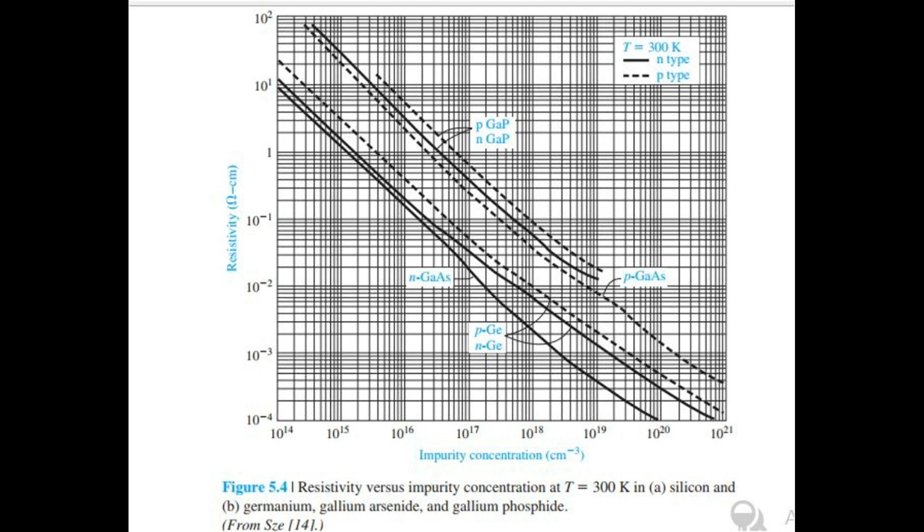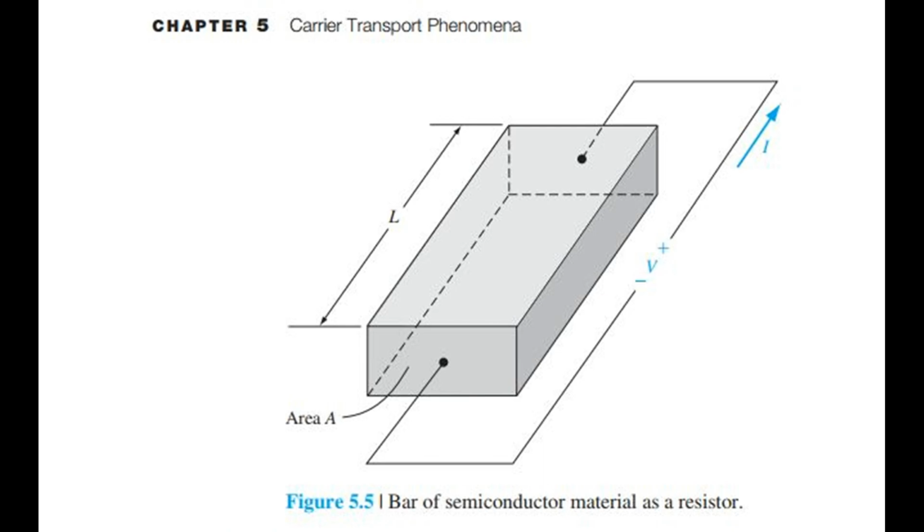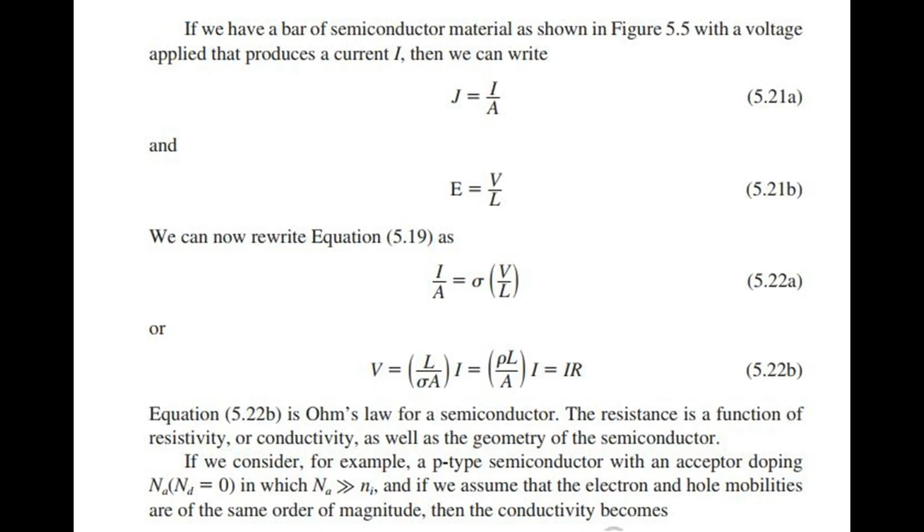Figure 5.5: bar of semiconductor material as a resistor. If we have a bar of semiconductor material as shown in figure 5.5 with a voltage applied that produces a current I, then we can write the following. And we can now rewrite equation 5.19 as follows. Equation 5.22b is Ohm's law for a semiconductor. The resistance is a function of resistivity, or conductivity, as well as the geometry of the semiconductor.